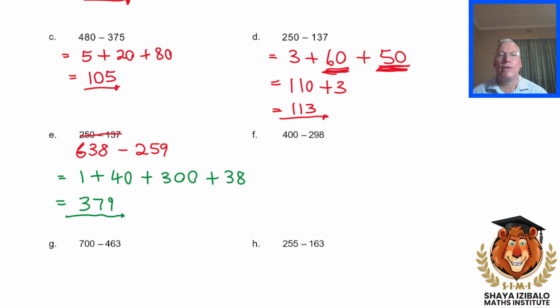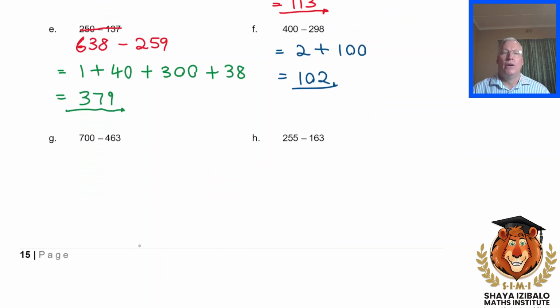F, quite a straightforward one, I think. We just need 2 to make it up to 300, but then we need another 100 to make it up to 400, and we've got 102 as our answer.